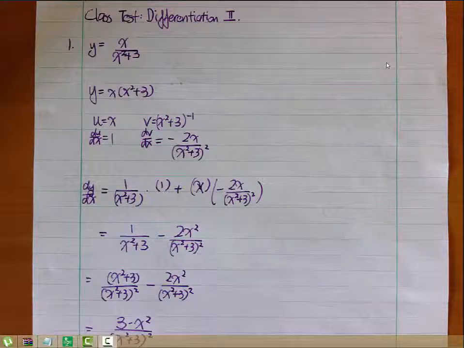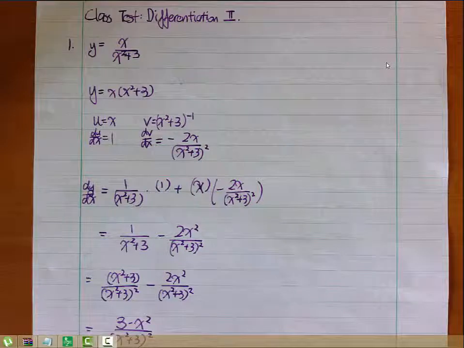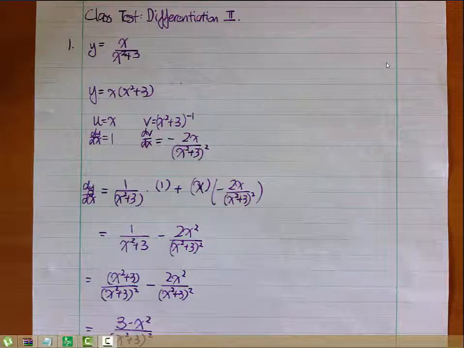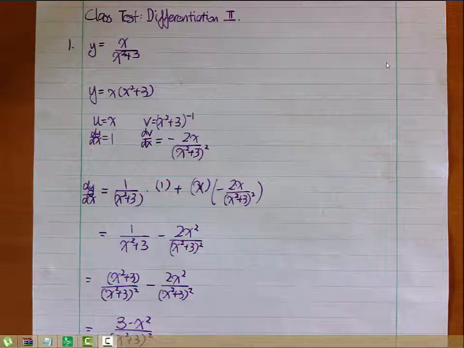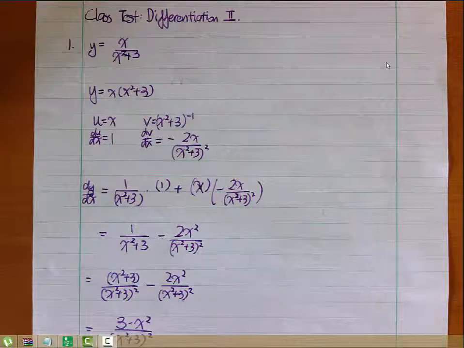Okay, today we have the corrections for class test on differentiation 2, the one with the connected rates of change. First, determine the range of values of x for which the function is a decreasing function.